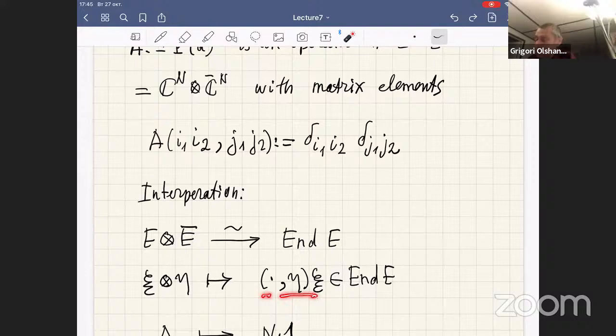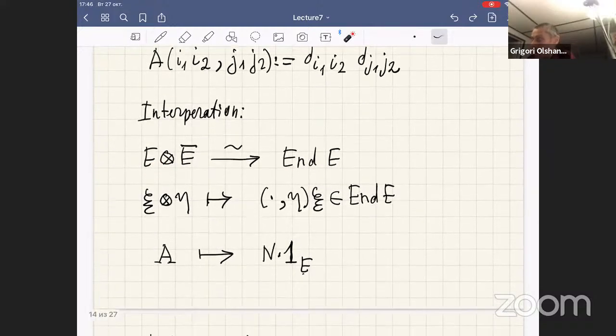What does this notation mean? This is the notation for an operator. It transforms a given vector to some other vector. So given a vector, we substitute it here, take its scalar product with this, and we get some scalar multiple of Xi. So this is a general form of a rank 1 operator. This is just a way to identify this space and this space.